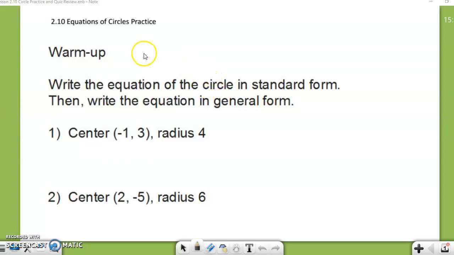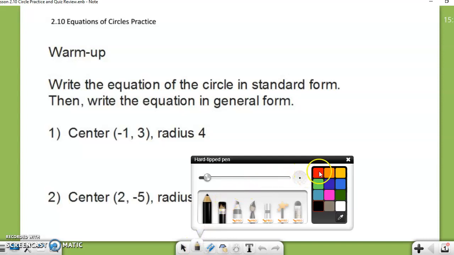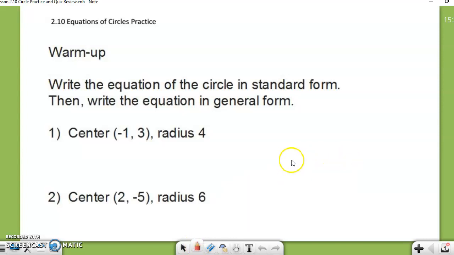Hi guys, welcome to our equations of circles practice and review. We're going to review kind of everything we've done in this little part of the unit to get prepared for our test. All right, we have to write the equation of the circle in standard form, then in general form.